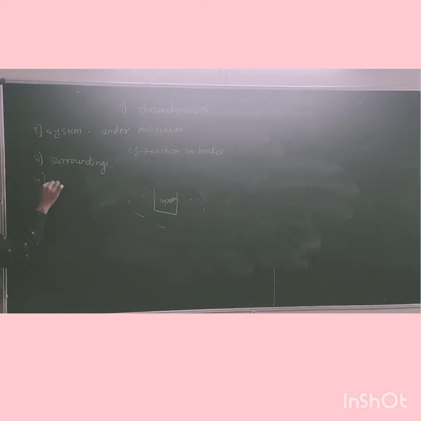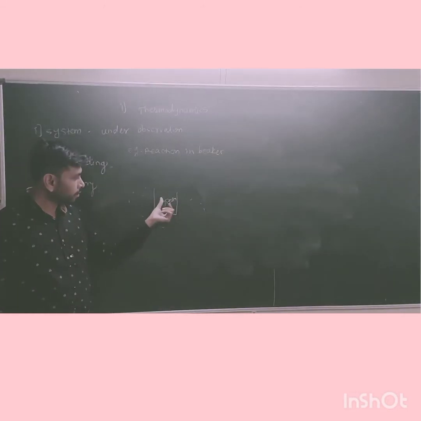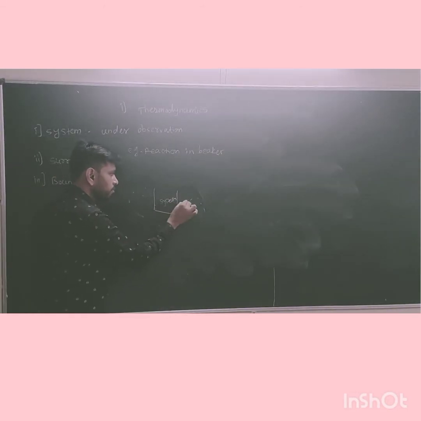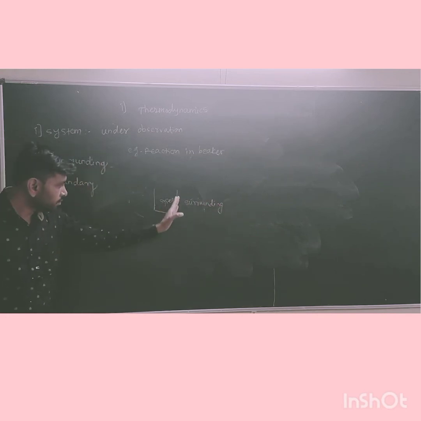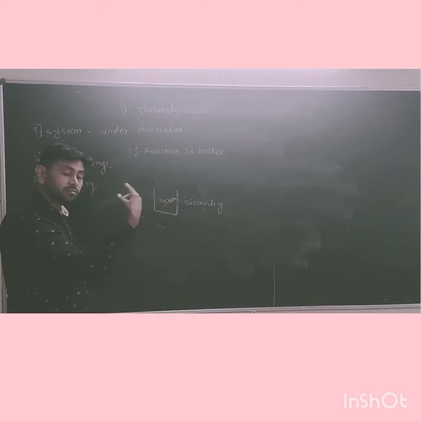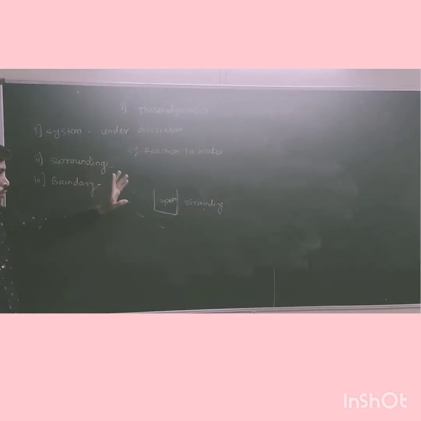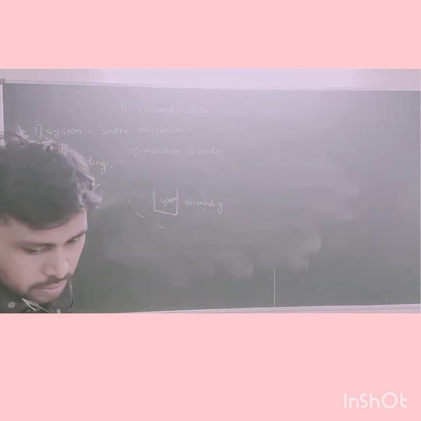Third is the boundary. As we saw, observing a reaction in a beaker is a system, and anything outside the system is a surrounding. The thing which separates system from surrounding is the glass of the beaker, the walls of the beaker. These are the boundaries. Anything which separates system from surrounding is called the boundary of the system. So these are the basic terms: anything under observation is the system, anything outside is the surrounding, and the thing which separates them is the boundary.